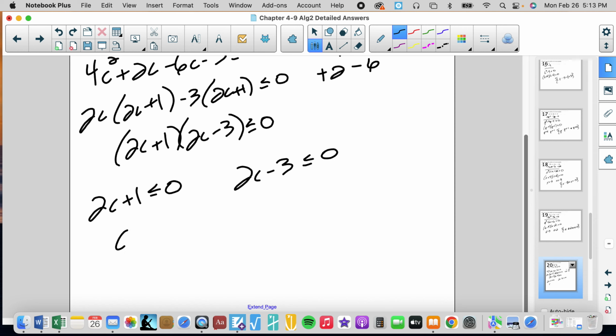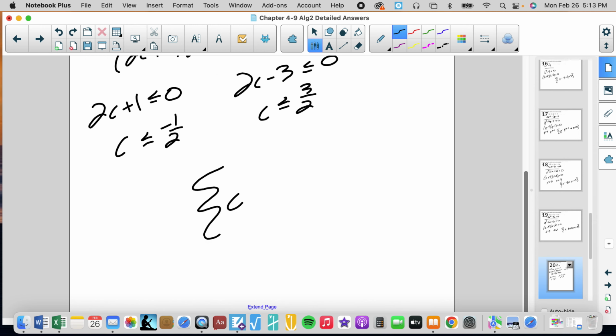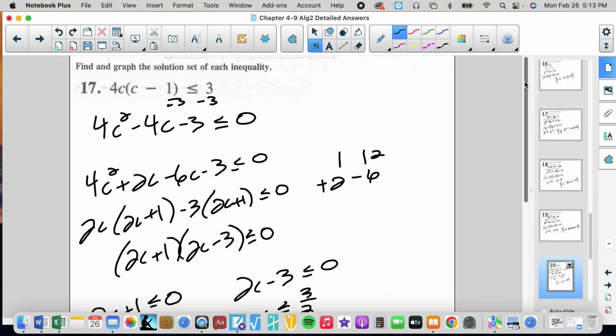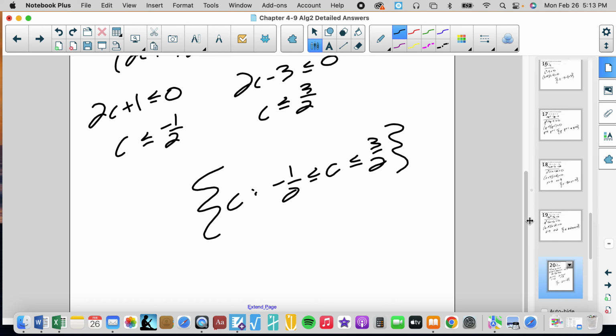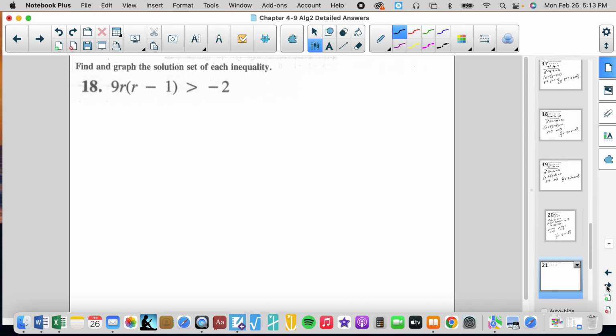C, oh, again, wouldn't it be cool? Less than or equal to negative 1/2. C is less than or equal to 3/2. So we are going to have negative 1/2 is less than or equal to C, which is less than or equal to 3/2. Come on, baby. Number 17: negative 1/2 is less than or equal to C, which is less than 3/2. Yes. All right.